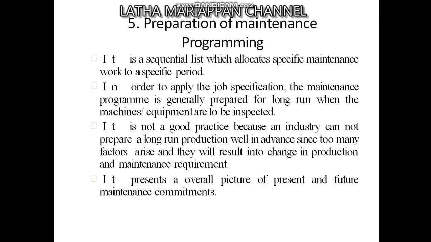Another one is preparation of maintenance programming. It is a sequential list which allocates specific maintenance work to a specific period. In order to apply the job specification, the maintenance program is generally prepared for the long run, when the machines or equipments are to be inspected. It is not a good practice, because an industry cannot prepare a long run production well in advance, since too many factors arise and they will result in changes in production and maintenance requirement. It presents an overall picture of present and future maintenance commitment.